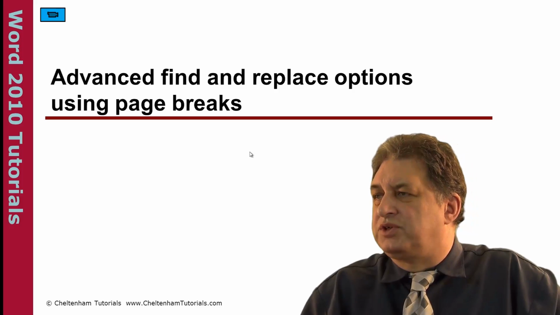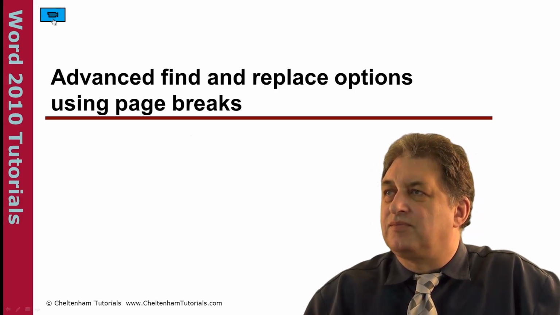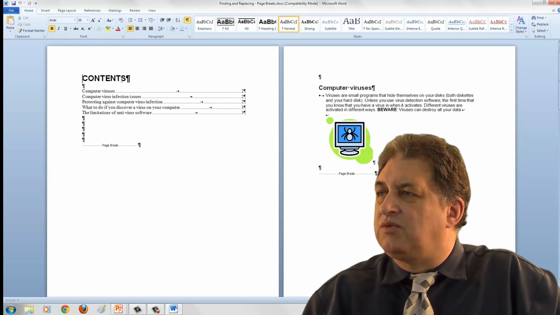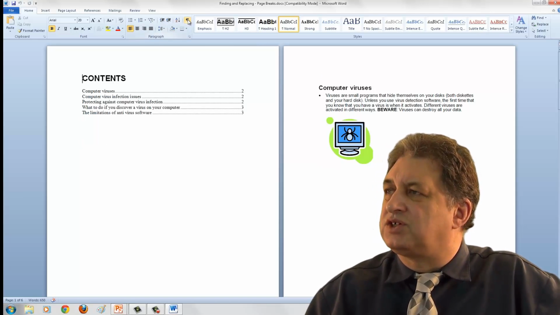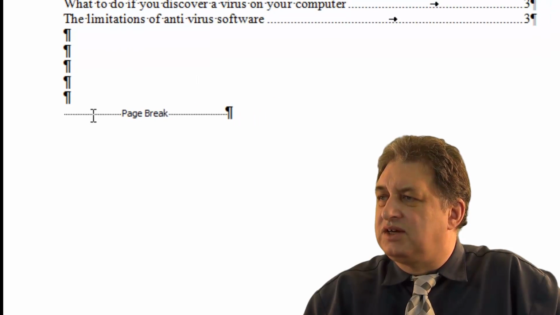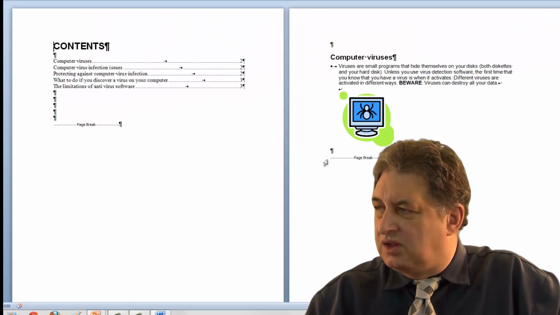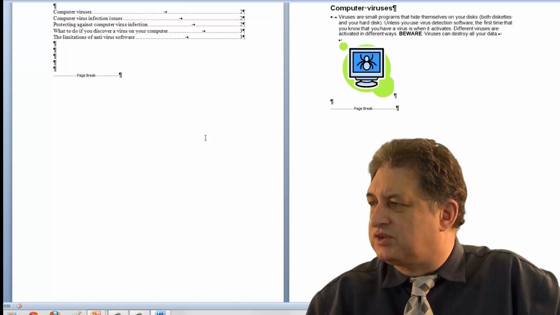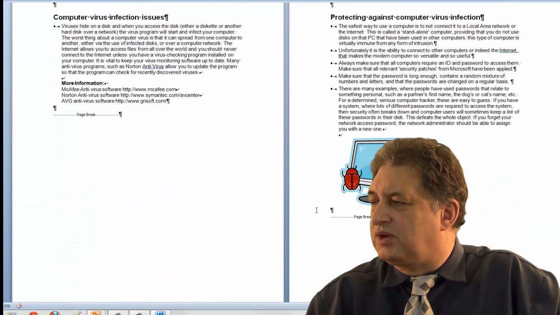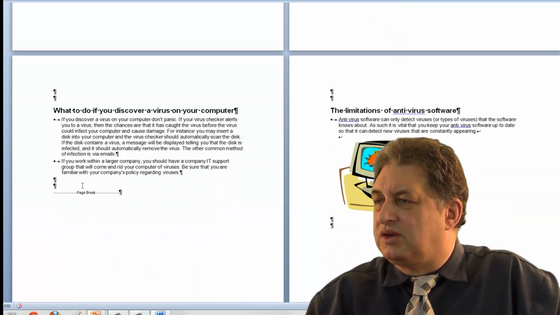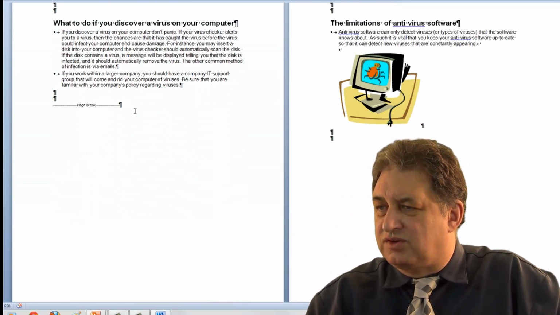Advanced find and replace options using page breaks. Here we've got a document. I've turned the show hide on. Normally it looked like that. If I click on this show hide icon, you can see we've got some page breaks. There's one, there's another one over there, and if we scroll down, there's another one there, and there's another one here, and there's yet more here, and so on and so forth.